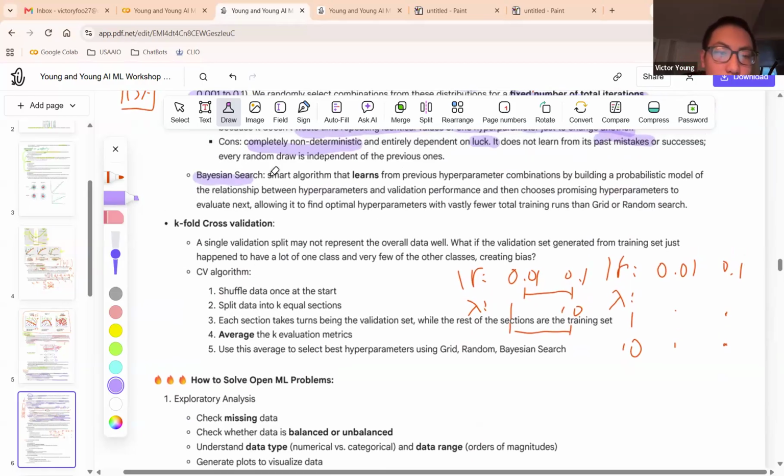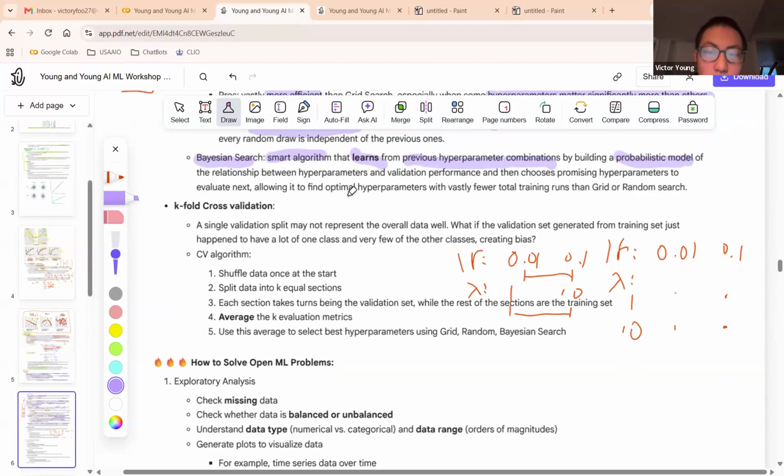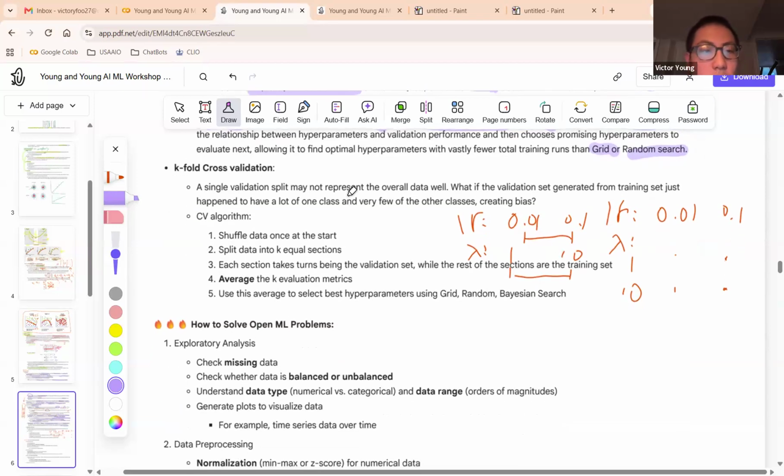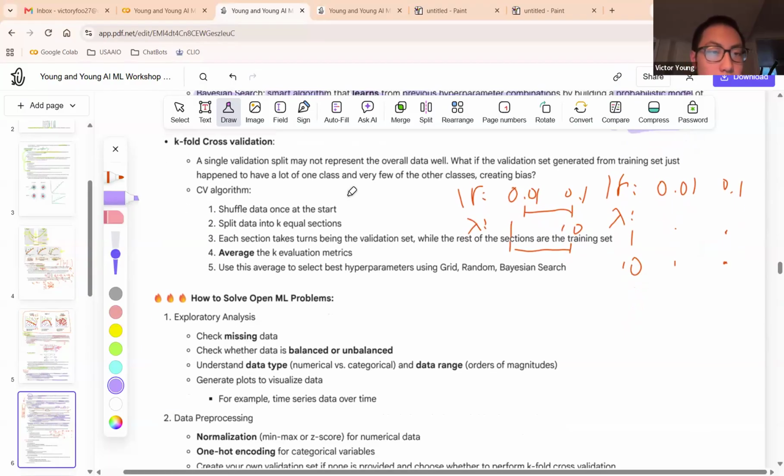But basically, it's a smart algorithm that learns from previous hyperparameter combinations by building a probabilistic model of the relationship between hyperparameters and the validation performance. So it basically learns which decisions are bad and then what I should do next. Of course, it's better than both grid and random search, but that is a little bit too complicated. And in coding, you have to import special libraries for that as well. So it's not very easy to use.